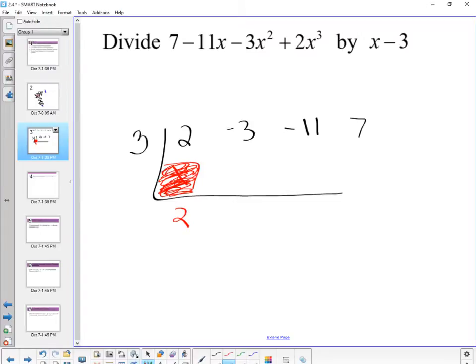So, now I've already added, right? What's the next step? So what do I multiply? 3 times 2, I get? Now let's add them up. Let's multiply again. Let's combine them. Let's multiply again. Let's add.